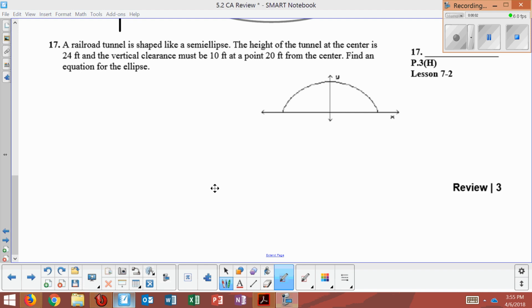17. A railroad tunnel is shaped like a semi-ellipse. The height of the tunnel at the center is 24 feet, and the vertical clearance must be 10 feet at a point 20 feet from the center. Find the equation for the ellipse.